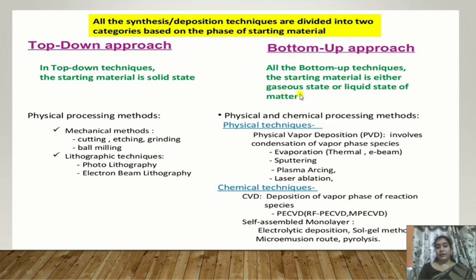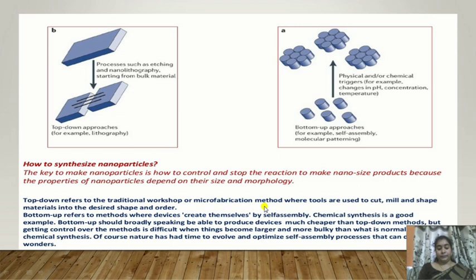Bottom-up approach. The starting material can be either gaseous or liquid. There are physical and chemical processes in the bottom-up approach. The physical techniques include evaporation, sputtering, plasma arcing, laser ablation. In chemical techniques, there is the chemical vapor deposition technique.